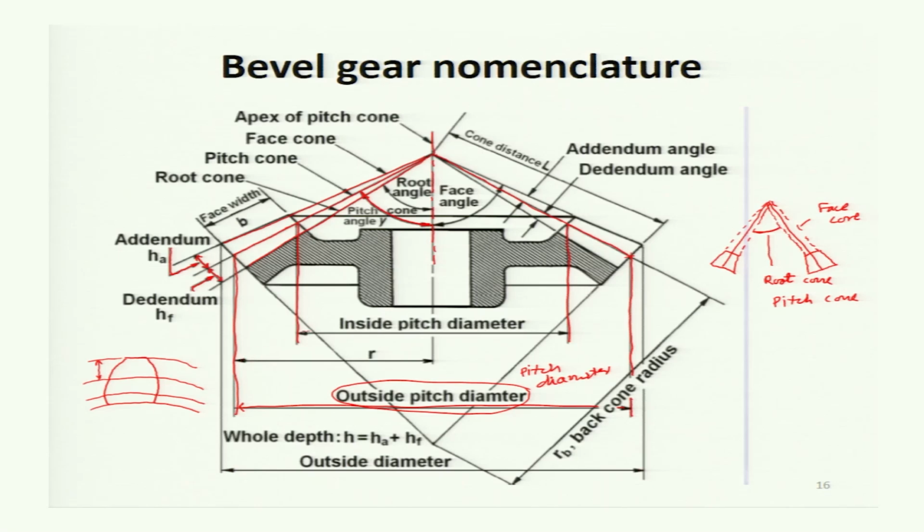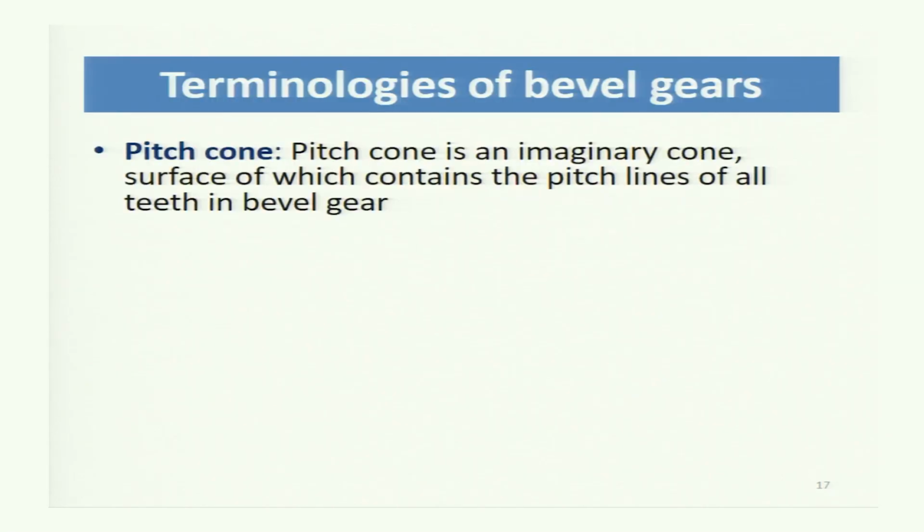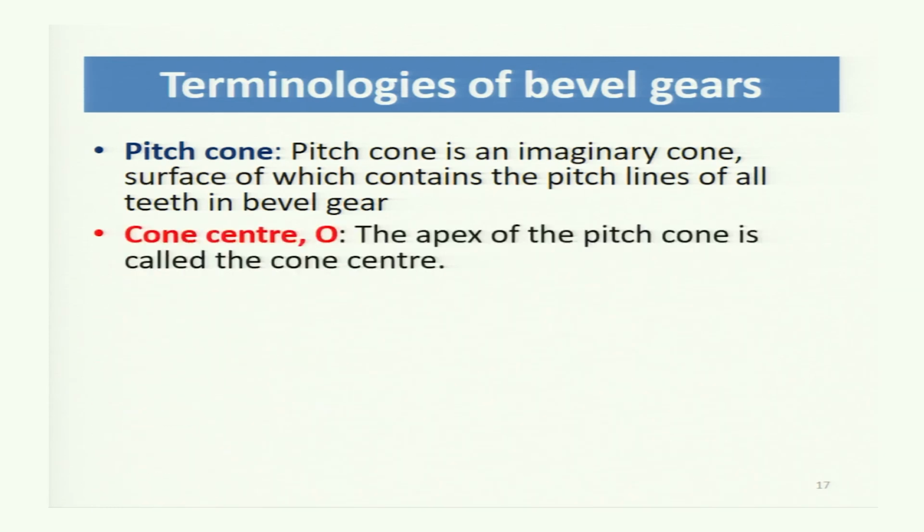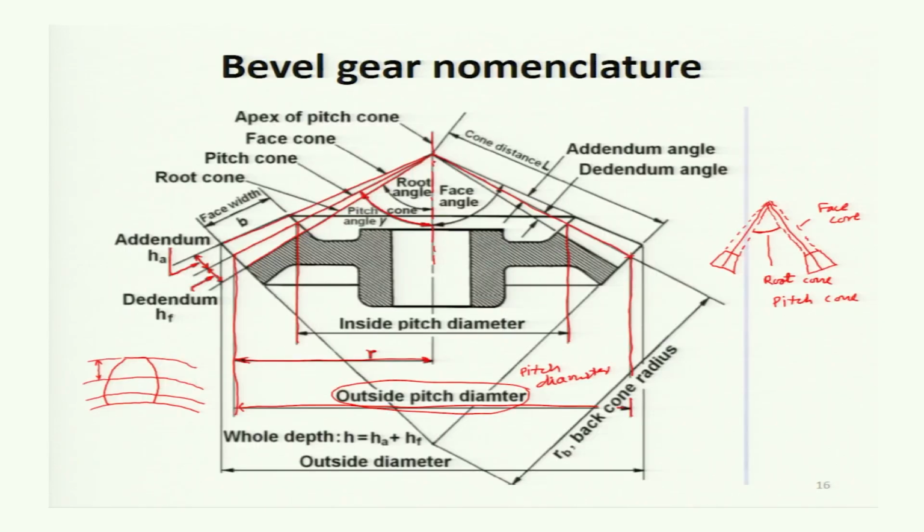Outside diameter, this is the inside diameter, and along the pitch cone, the radius which you are getting is the pitch radius r. Now let us define the terms which we just discussed. The pitch cone is an imaginary cone surface which contains the pitch lines of all teeth in a bevel gear. Cone center O: the apex of the pitch cones is called the cone center. This is the cone center.